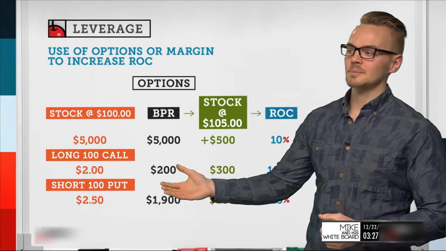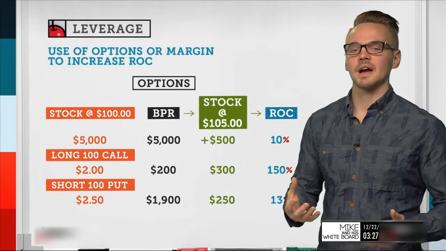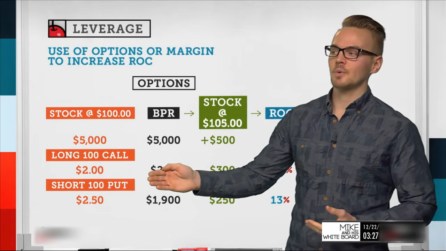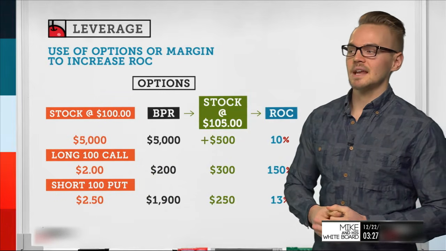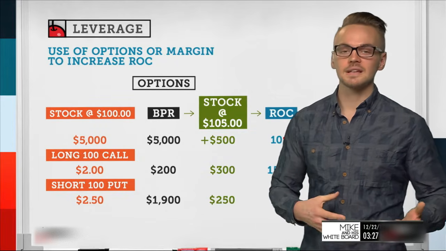However, if I sold a put, my break even is actually helping me on the downside. So remember, I collected that $2.50 credit. So if I sold a put at 100 for $2.50, my break even is actually at $97.50. So that's going to give me a lot more room to the downside to be correct.